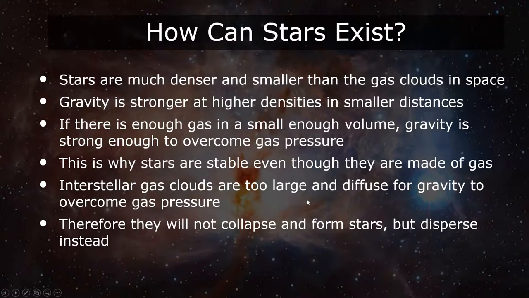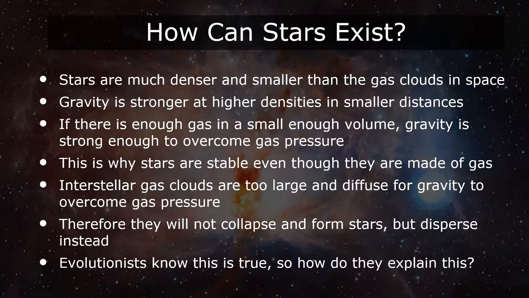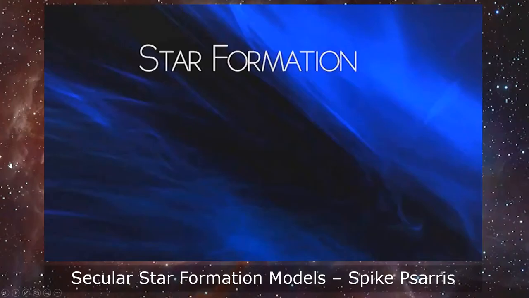Evolutionists know that this is true, so how do they explain this? I'll show you a clip. Spike Psarris will go over five scenarios that the seculars say will form stars in their models. But watch. As you listen to this, think of how you need stars to exist before these models can actually happen. So I'll play this. It goes about 4 minutes.